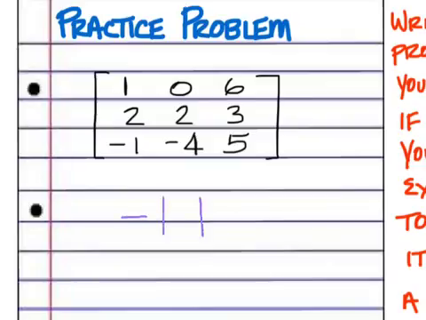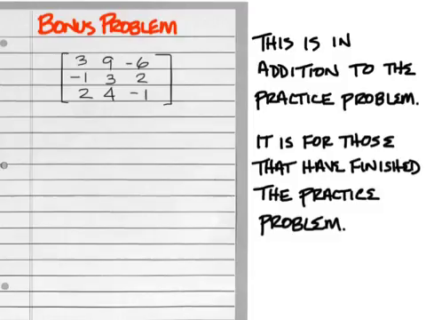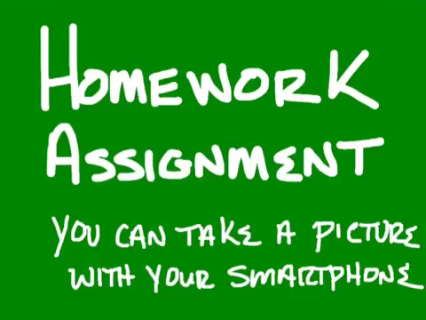Therefore, this is your final answer. Answer on this one should be negative 14. Answer to the bonus problem is 54. On this bonus problem, it is 10 million to the first one that gets it done. Answer should have been a negative 70. Homework assignment for tonight.